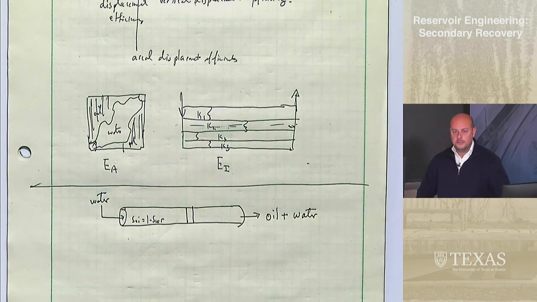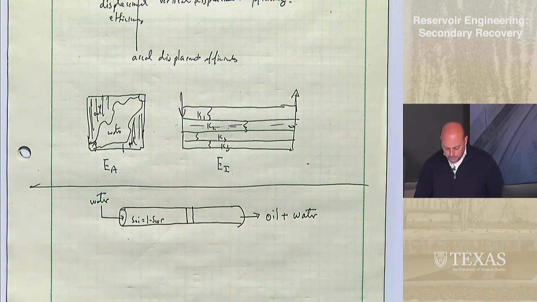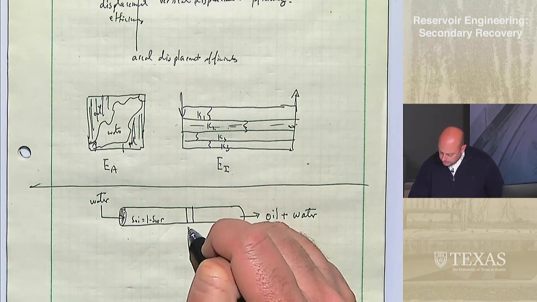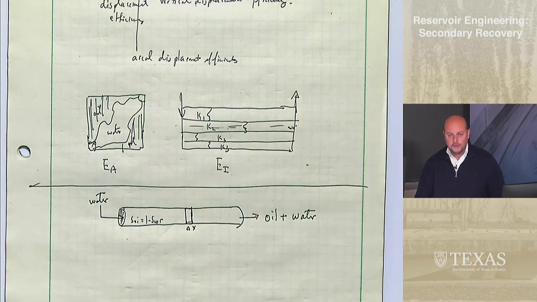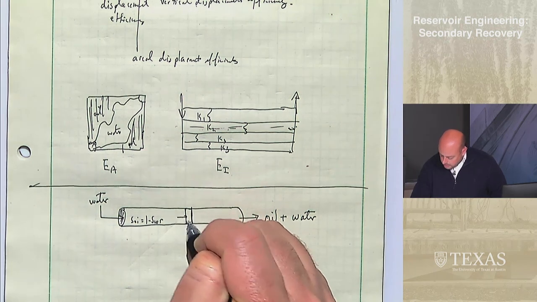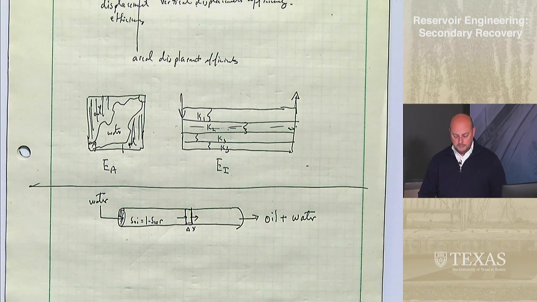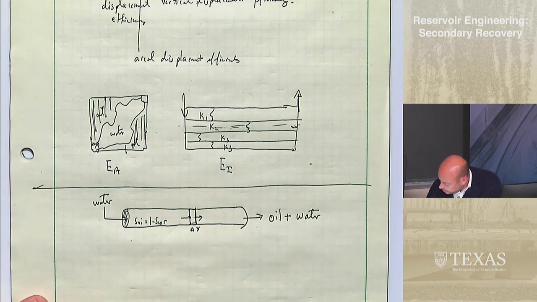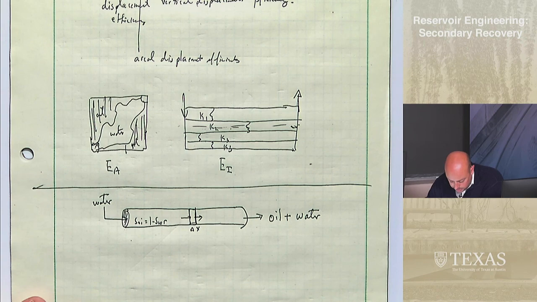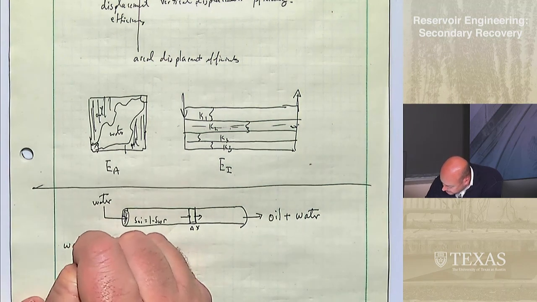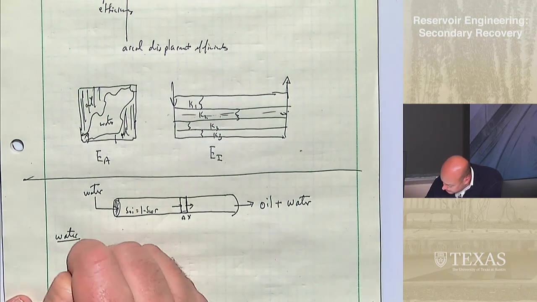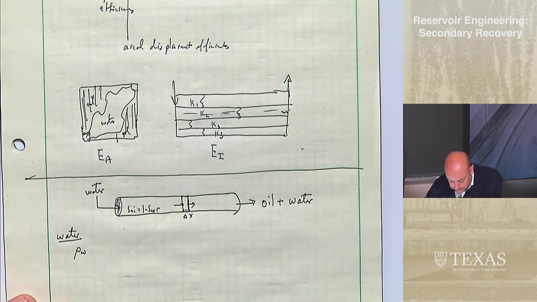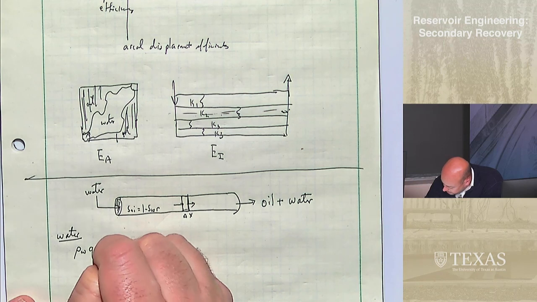I'm going to do a mass balance on this. You've done lots of mass balances in your transport class and reservoir engineering class. If this is one dimension, this is the area A, and this is some delta X here. Then we can write a mass balance on this control volume. Anything that goes in minus anything that goes out is what's accumulated. So I can write that balance for both water and oil. I'll do it for water first, but the oil is going to be exactly the same. So the mass that goes in is the density of water times the volumetric flow rate of water.